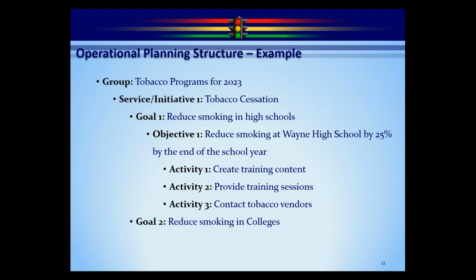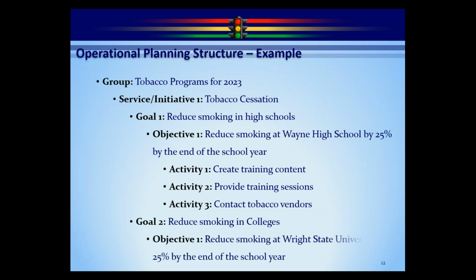Now we might also then have another goal of reduce smoking in colleges. And then underneath that, we might have an objective to reduce smoking at Wright State University by 25% by the end of the school year. Then under that objective, you'd have similar activities, maybe not contacting tobacco vendors because you wouldn't typically have any minors in college. So something along that line. But this is an example of the plan itself. This is the one we're going to use for today.